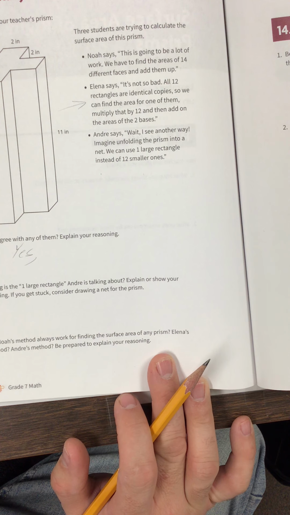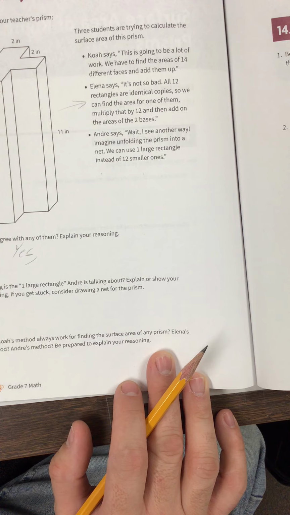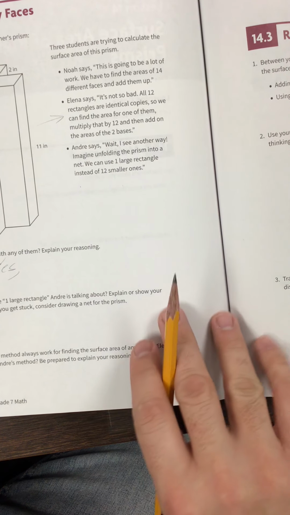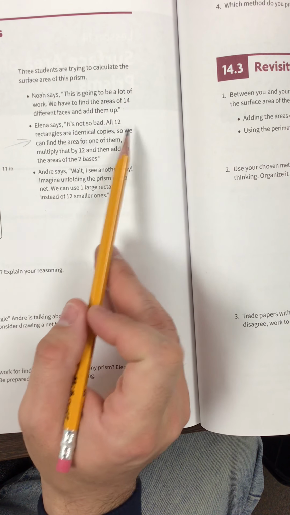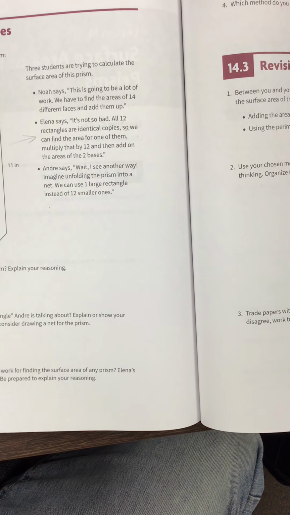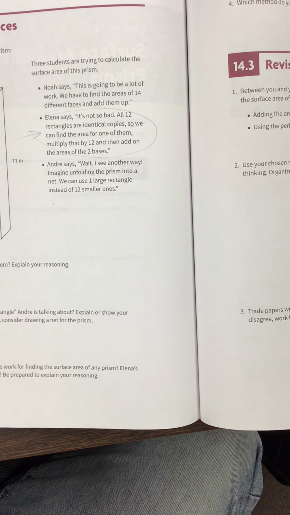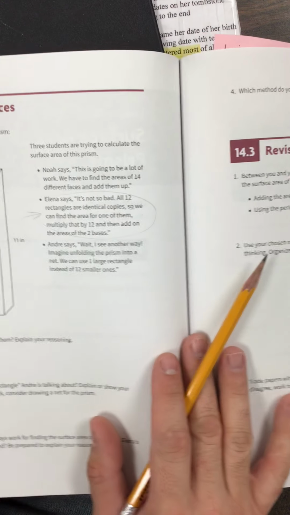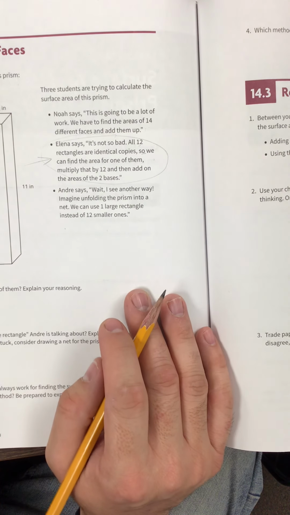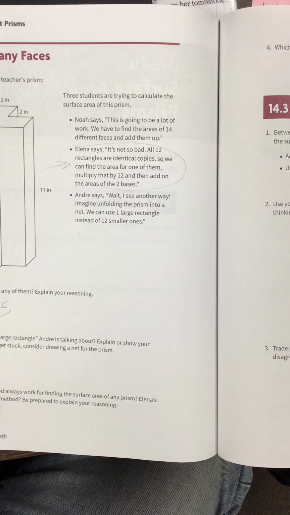Noah's method will work for any prism, yes. No issues at all. How about Elena's method? Obviously you're not always going to have 12 identical rectangles. So it's not always going to work for every figure, but if you figure out the area of every side, that one will always work also. And then Andre's, you could always cut it and figure it out. It does ask you on number 4 here, which one do you prefer? That's going to be up to you. But it doesn't ask us for the surface area here at all, but we're going to practice one.